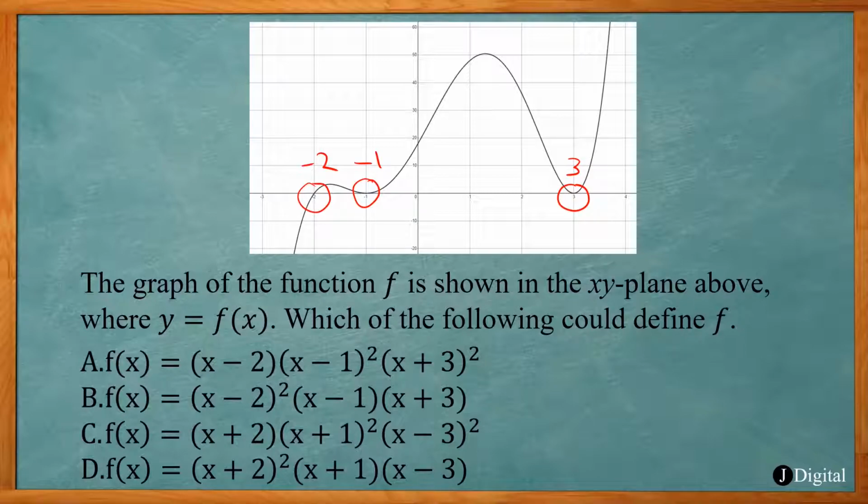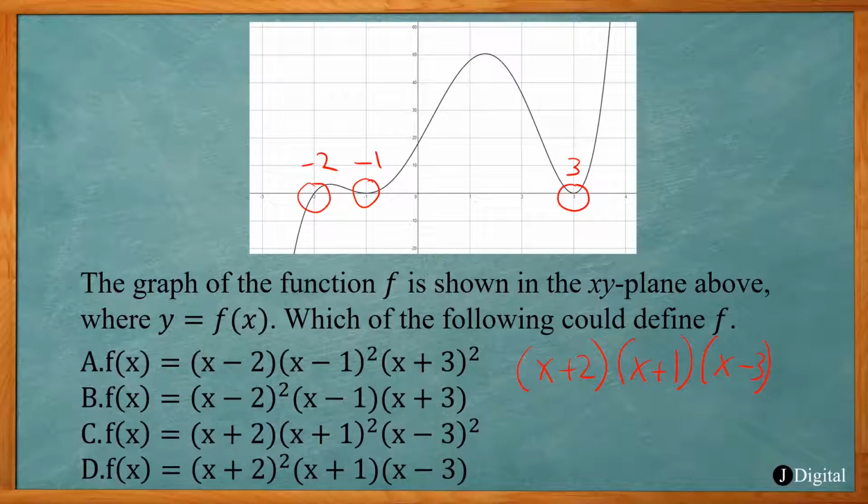So the one at negative 2 is going to be x plus 2. We got to change the sign. One at negative 1 is going to be x plus 1. And the one at 3 is going to be x minus 3. Alright, now we need to check out the multiplicity.